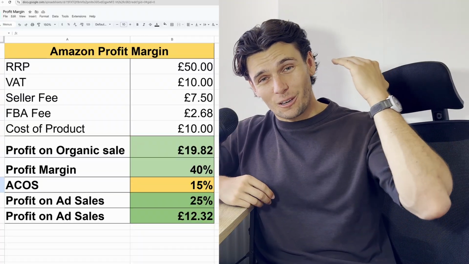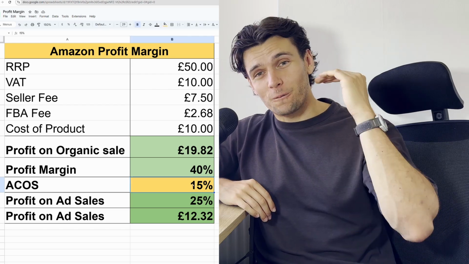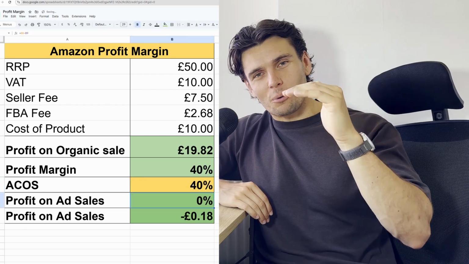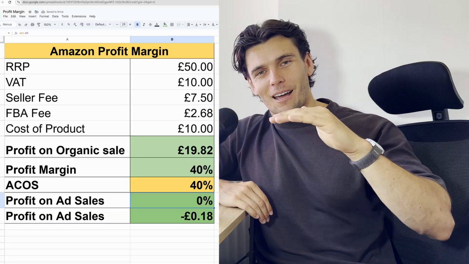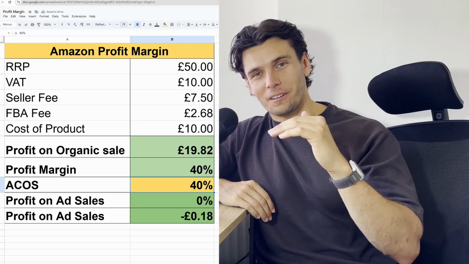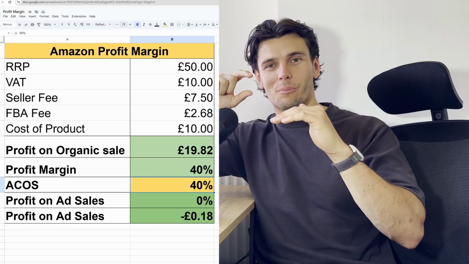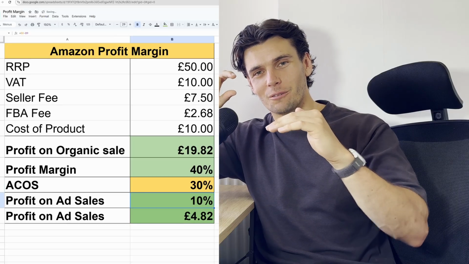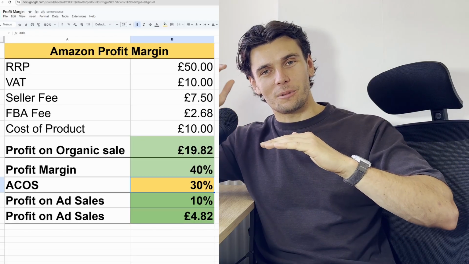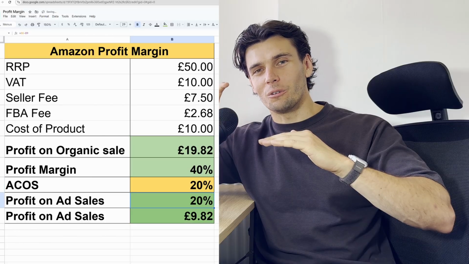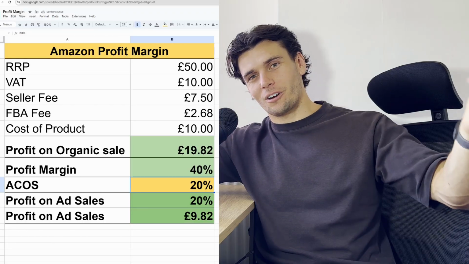Make sense? Step 3. With this understood, we can now set a minimum ACOS that we're happy to accept for advertising, which aligns with our business goals. For instance, if you want to grow your business as fast as possible, you might be happy with a 40% ACOS, which means we break even on all of our direct advertising sales. You might want a 30% ACOS, which means you make a 10% profit margin on all of your advertising sales, or a 20% ACOS, which means you make a 20% margin on all of your advertising sales, etc., etc.